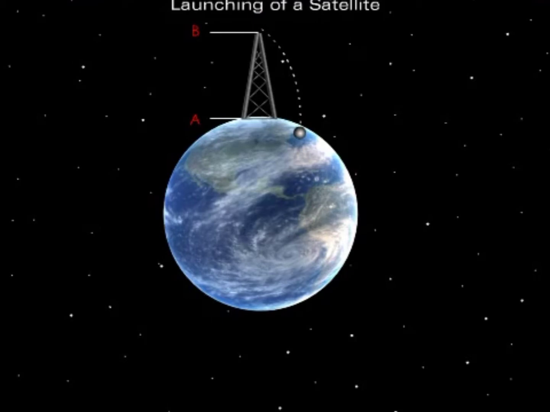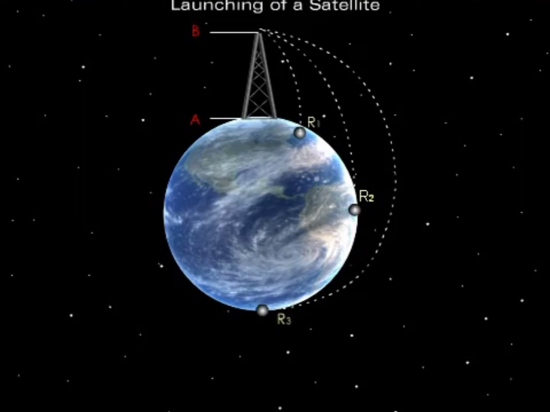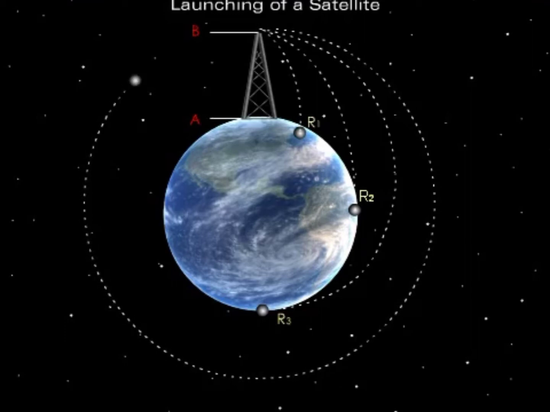The body follows a parabolic path and strikes the Earth at a point R1. Now throw the object with greater velocities u2 and u3. The corresponding points where the body hits the ground are R2 and R3. R3 is a point just opposite the launching pad. With a velocity greater than u3, the body will follow a circular path instead of a parabolic path. This is the orbital velocity.